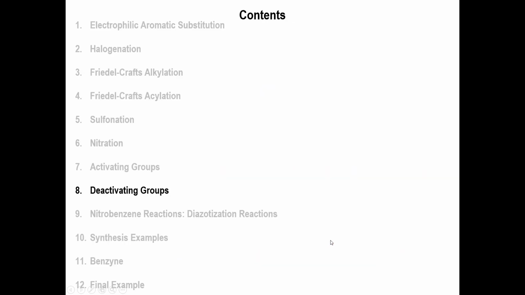All right, so what that brings us to is the groups that do the exact opposite, the groups that remove electron density away from the benzene ring, the deactivating groups. So much like the activating groups, they come in three forms. There are the strong ones, the moderate ones, and the weak ones. So we're going to start with the strong ones.